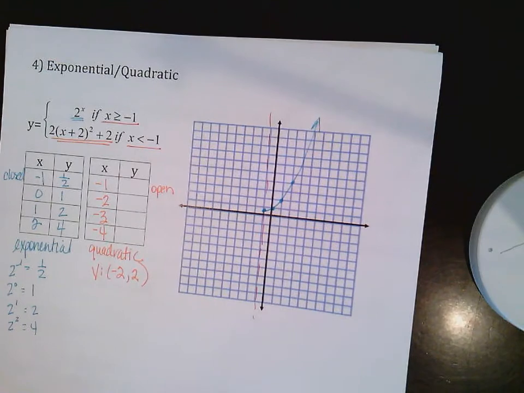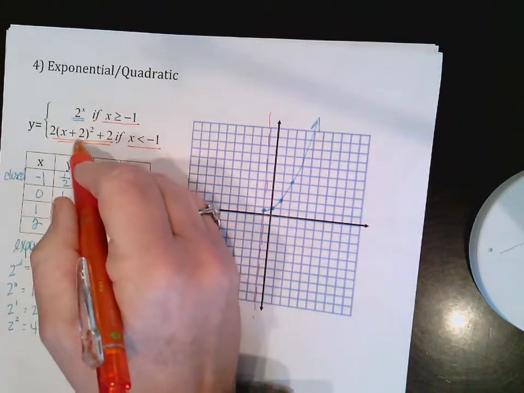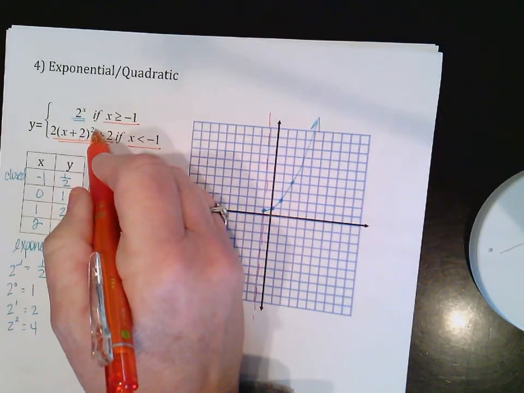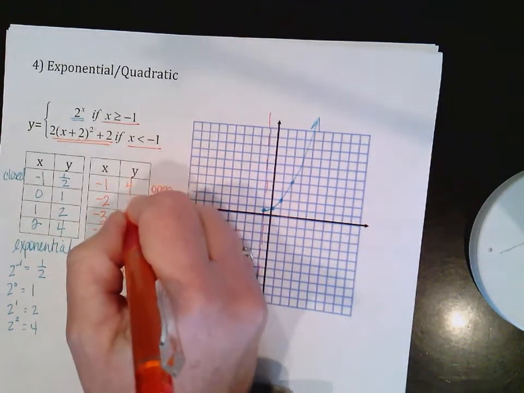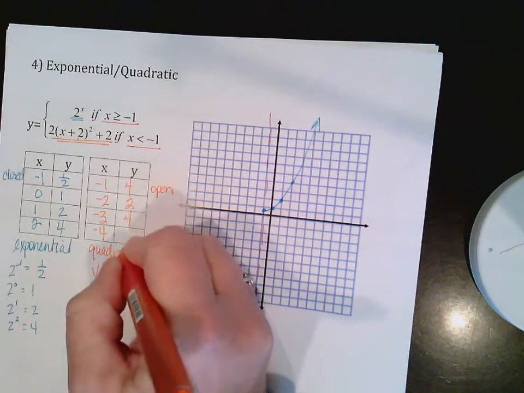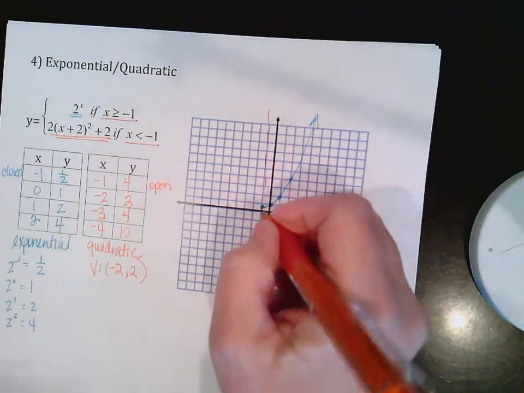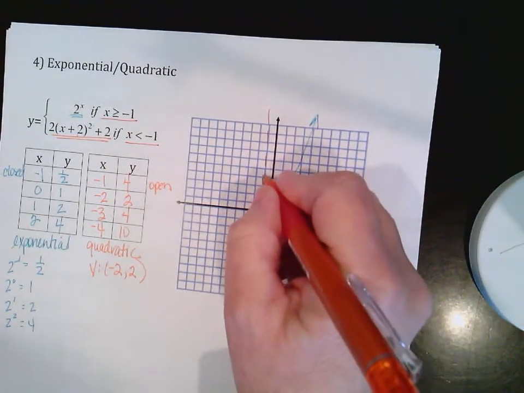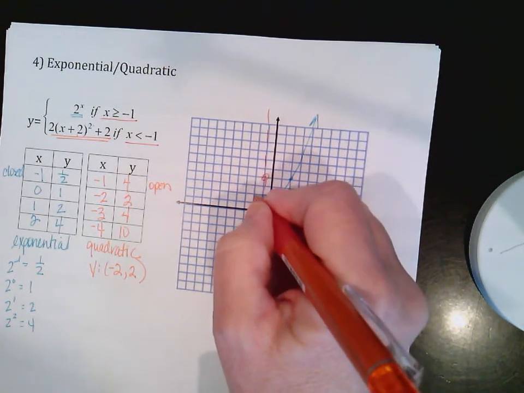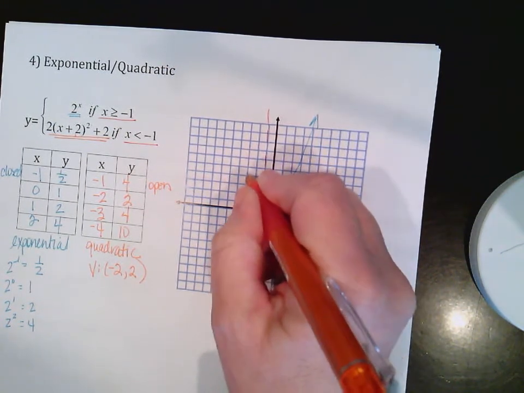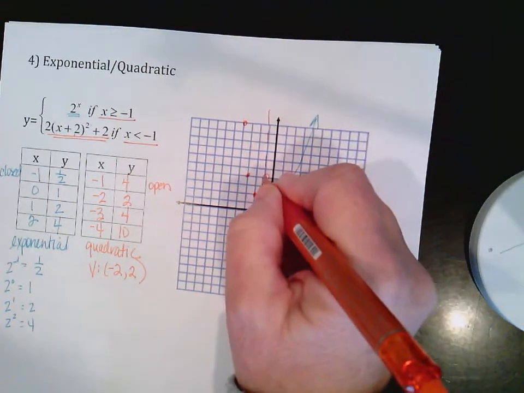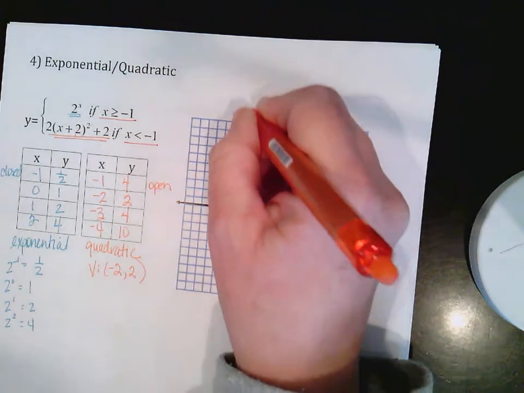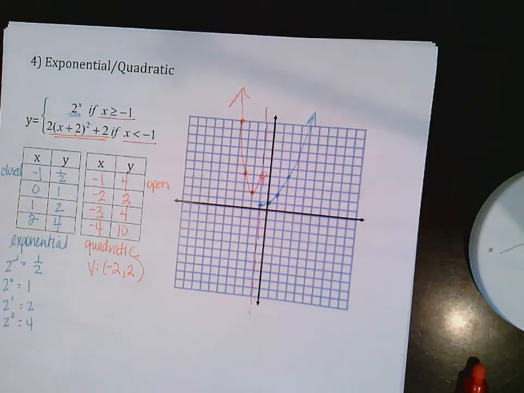I know this first point is going to be an open circle because there's no line under the inequality. If I plug in -1, -1 plus 2 is 1. Squared is 1 times 2 is 2 plus 2 is 4. Okay, and I'm going to go ahead and work the rest of these. And 10. So I have -1 and up 4, and that's an open circle. I have -2 and up 2. I have -3 and up 4, -4 and up 10. So it goes down through my vertex, back around, and up to the other side. Okay. And that's our lesson on piecewise functions.